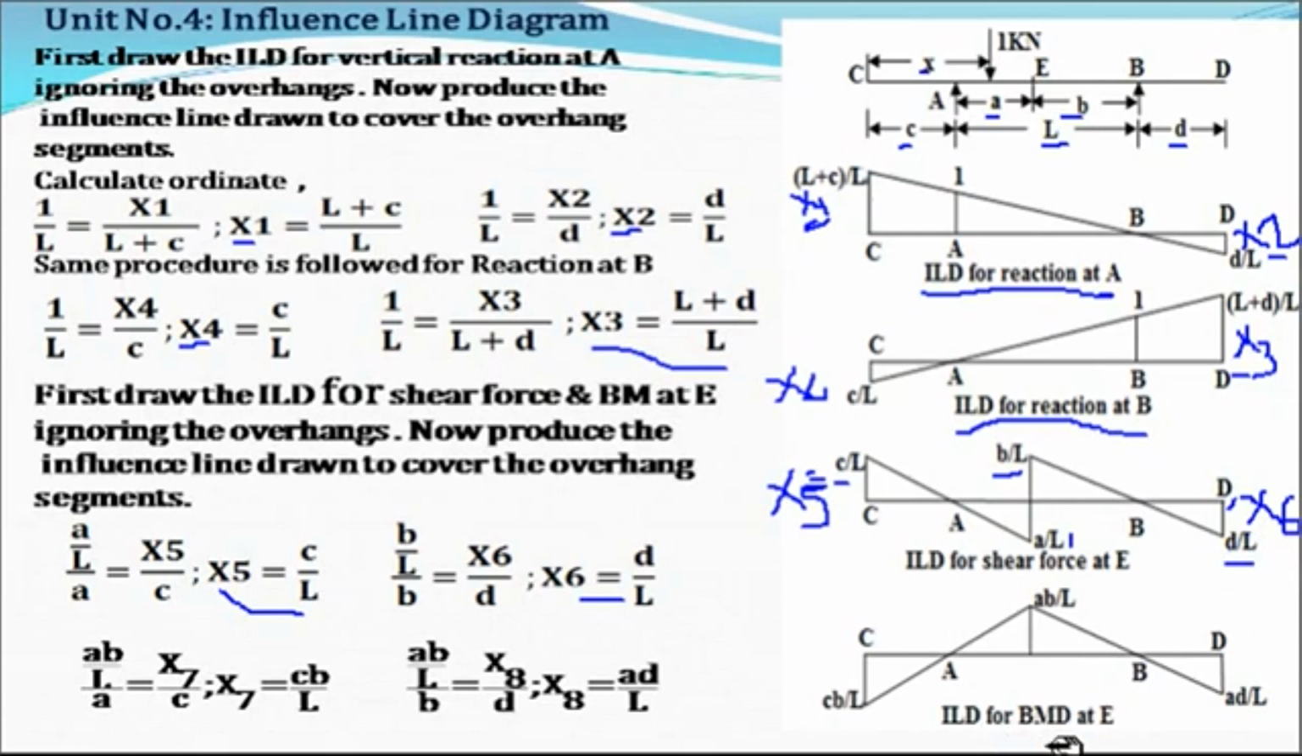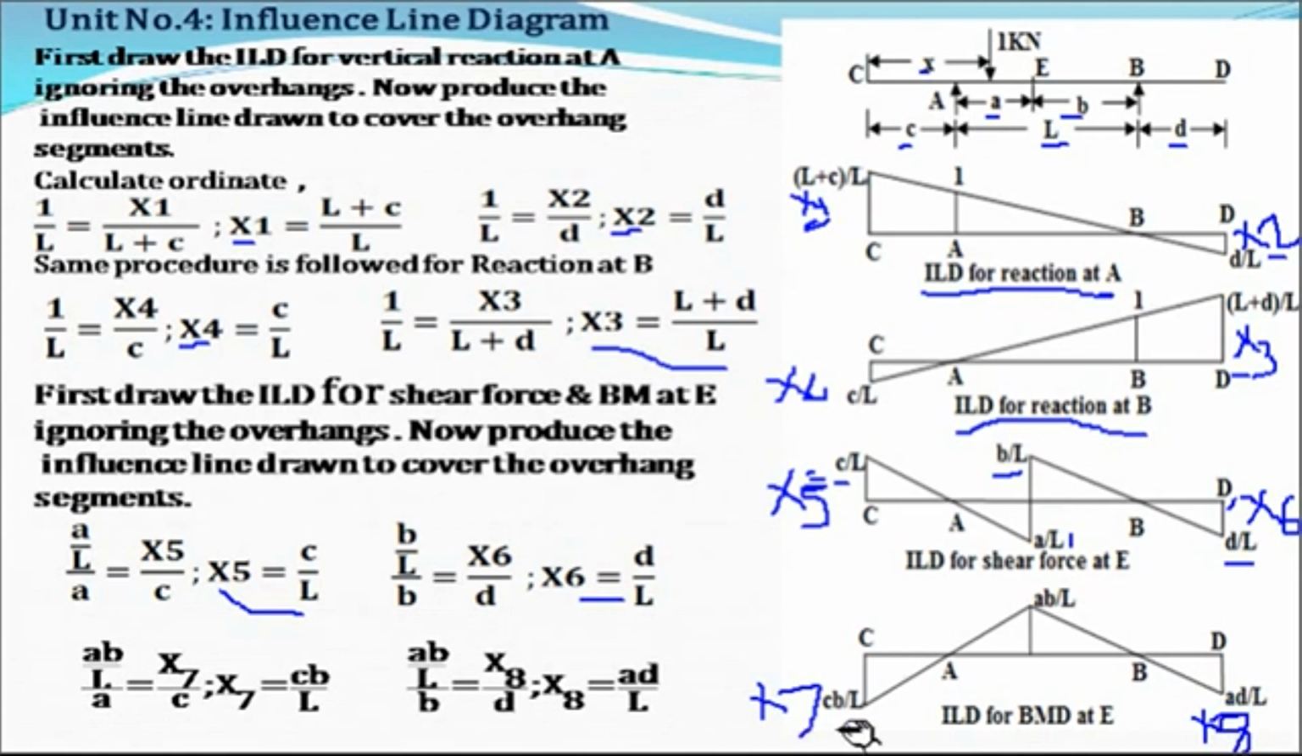Now we'll draw the influence line diagram for bending moment at section E. Again we'll draw the influence line diagram first for the simply supported beam. Produce the influence line diagram to cover the overhang segment on both sides. Now we'll find out this ordinate. We'll call this ordinate x7 and this ordinate x8.